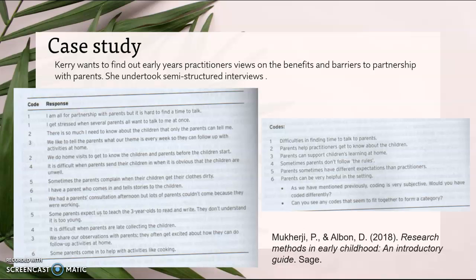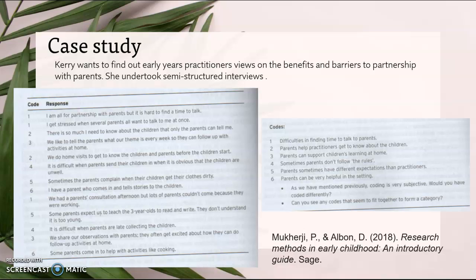What she did was she wrote down the responses and she gave them codes. On the right hand side you can see the codes. So 1, difficulties in finding time to talk to parents. 2, parents help practitioners get to know about children. 3, parents can support children's learning at home. 4, sometimes parents don't follow the rules. 5, parents sometimes have different expectations than practitioners. And 6, parents can be very helpful in the setting.